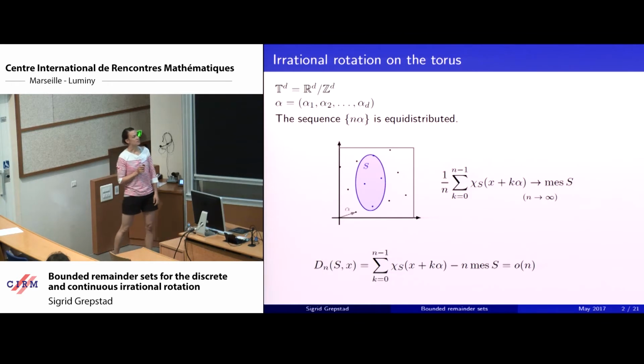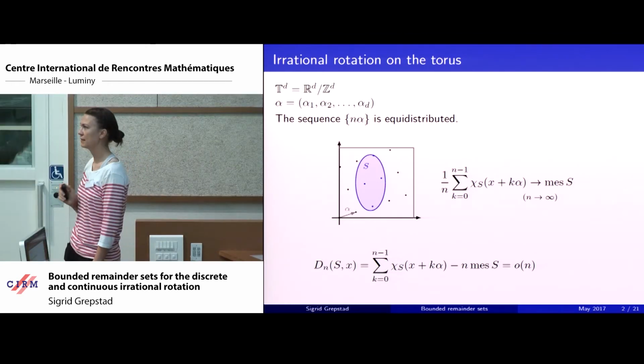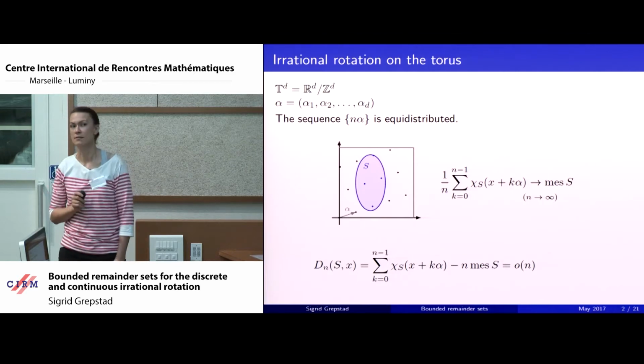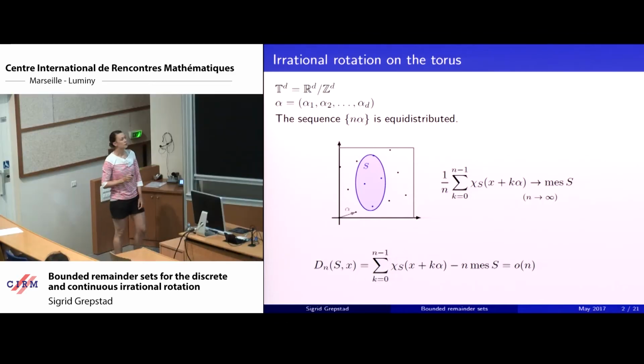I will be fixing some irrational alpha, and I will be asking, are there any particular sets S for which this difference is particularly small? And it turns out that for very, very special sets S, this difference can in fact be bounded by a constant. So these are the sets that we are going to be interested in. These are the bounded remainder sets.